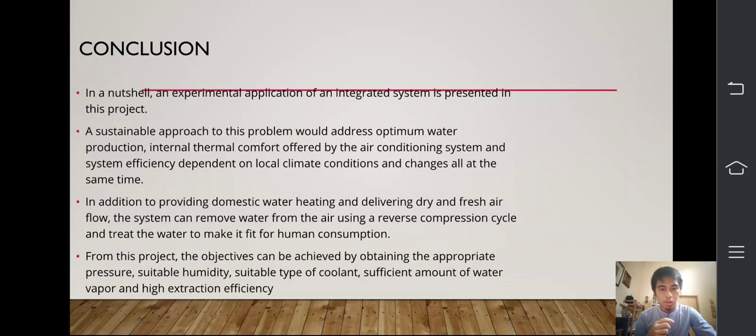Lastly, from this project, the objective can be achieved by obtaining the appropriate pressure, suitable humidity, suitable type of coolant, sufficient amount of water vapor, and high extraction efficiency.